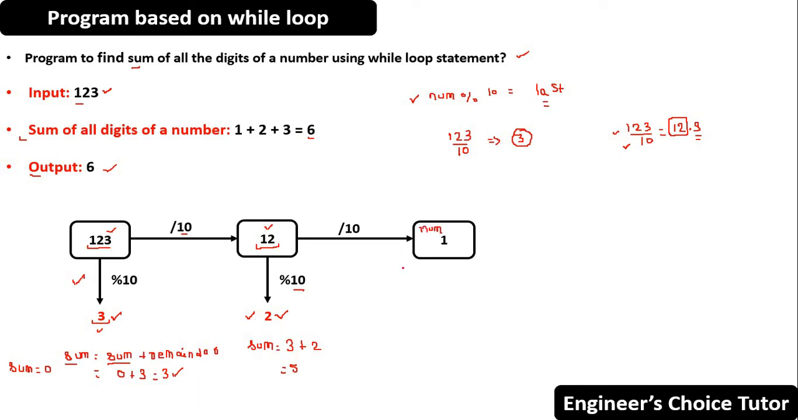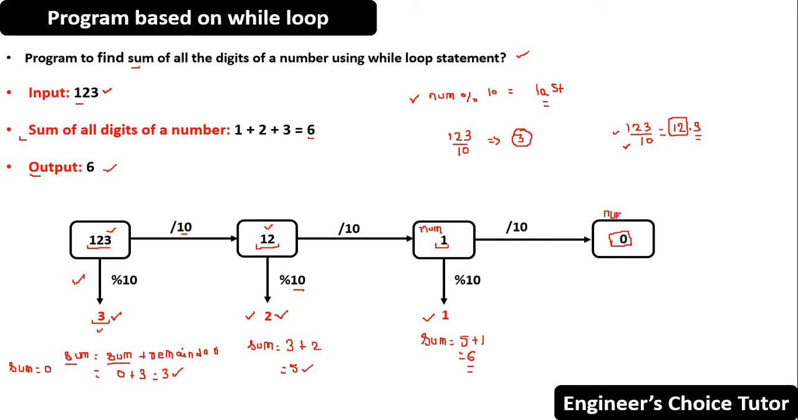Now if I perform 1 modulo 10, you will get 1 as a remainder, right? So sum is equal to sum plus remainder. The sum is 5, so 5 plus 1 is equal to 6. So you got the desired output. Now if you perform 1 divided by 10, you will get 0. Now your number is 0.